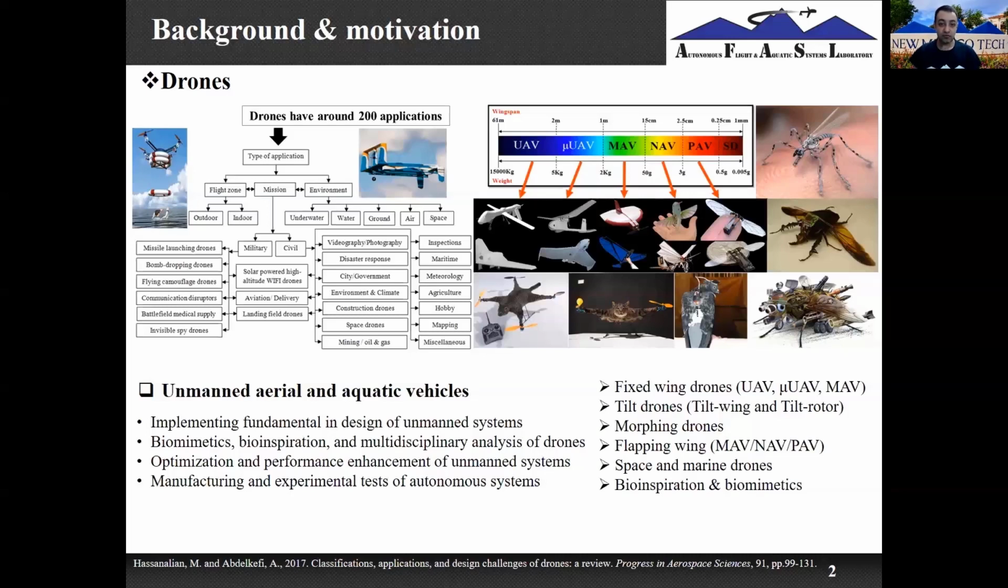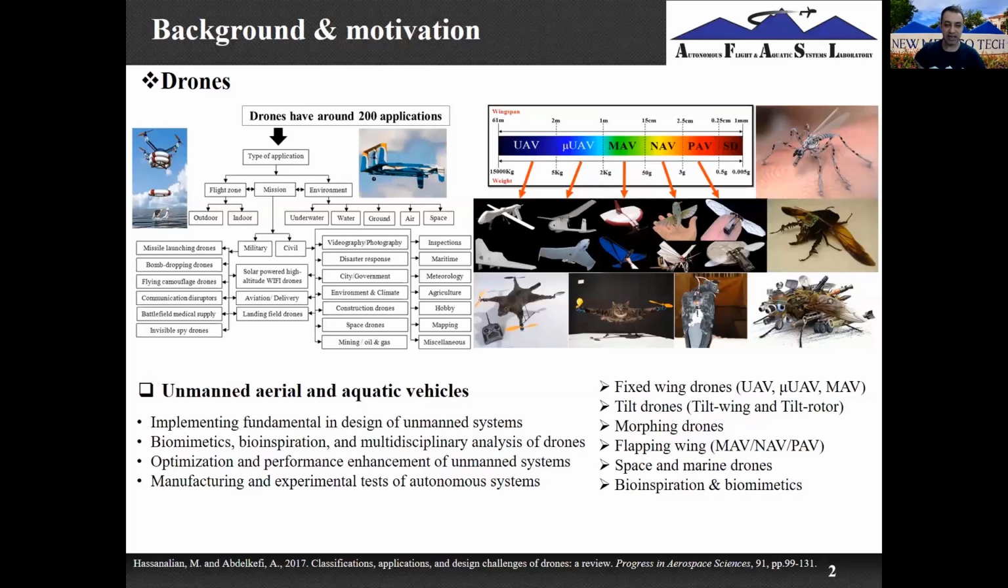Drones have 200 applications. Depending on the flight zone and on the mission or environment, we can have different categories of drones. For example, if we are going to fly our drones under the water, over the surface of the water, on the ground, or in the air or space, the type and the design process of these drones will be different.